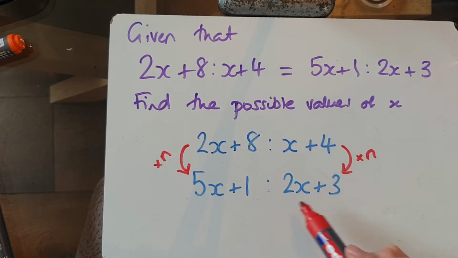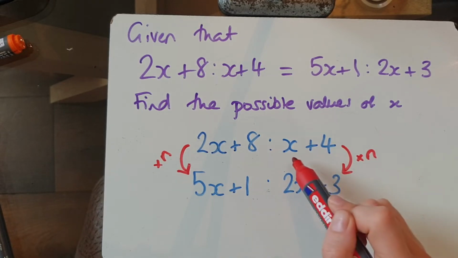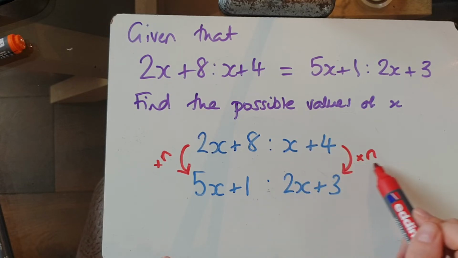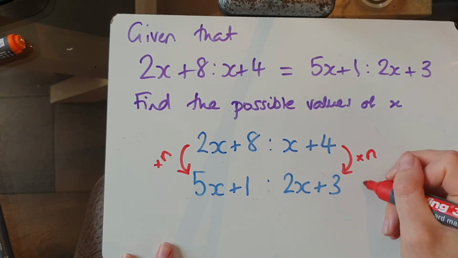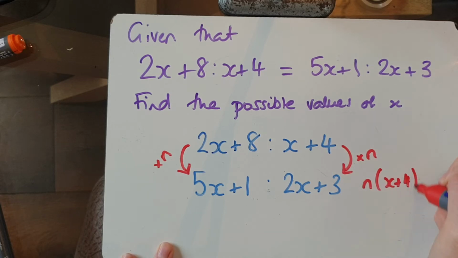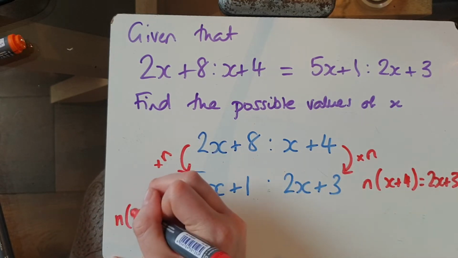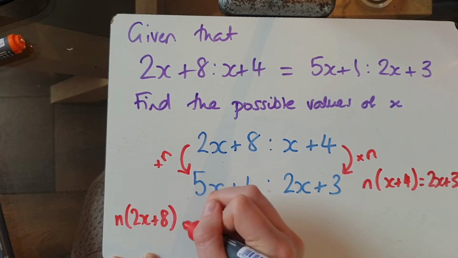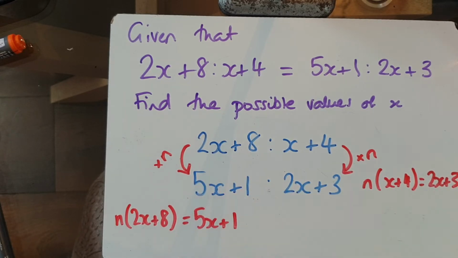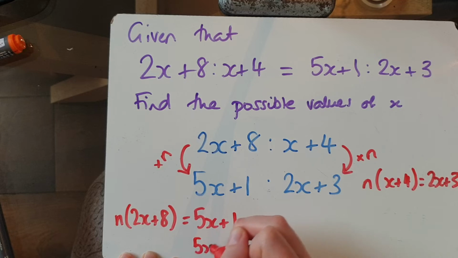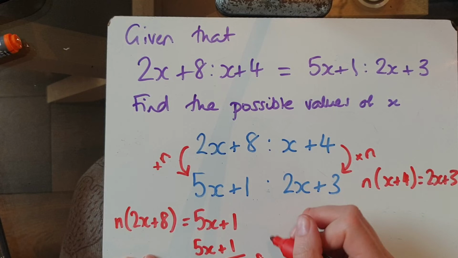So what that means is, if I did 2x plus 3 divided by x plus 4, I would get n, because really this is saying that n times x plus 4 equals 2x plus 3. And the same thing here, this is really saying that n times 2x plus 8 equals 5x plus 1. If I divide this by 2x plus 8, I get that 5x plus 1 over 2x plus 8 is equal to n.